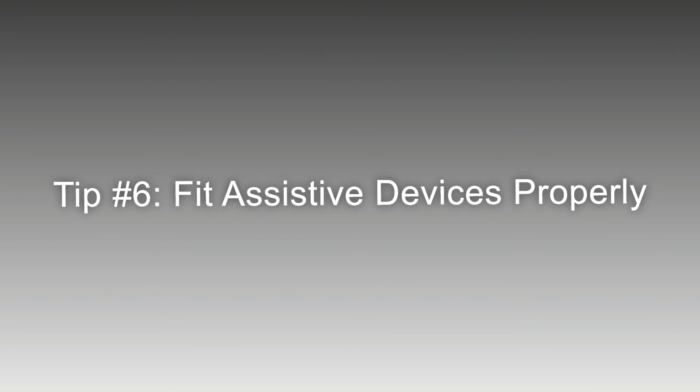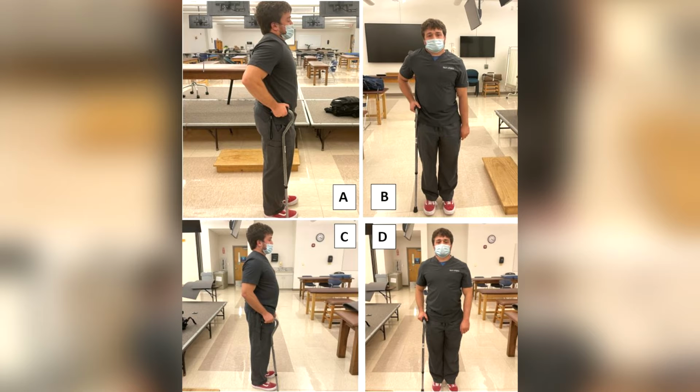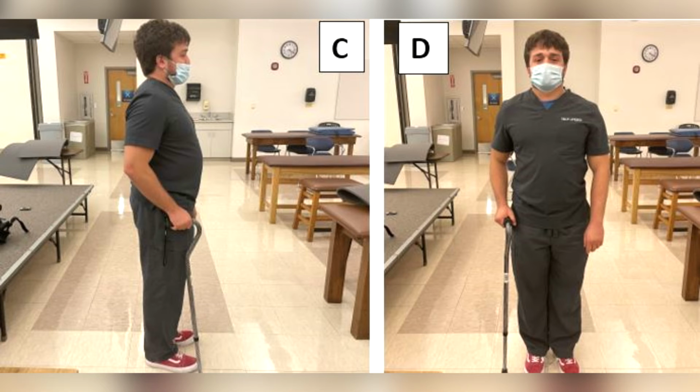Tip number 6 is to make sure assistive devices are fitted properly. Adjusting walkers and canes to fit the patient's height can play a huge role in how well they're able to balance and walk. Take a look at these pictures. Out of the 4, which 2 do you think demonstrate the correct height for this patient's cane? If you picked C and D, you are correct.